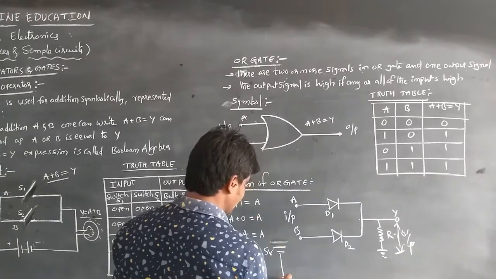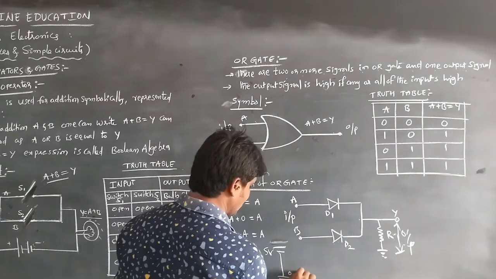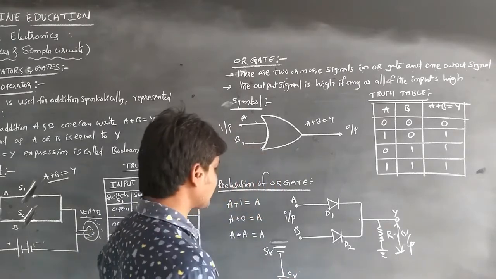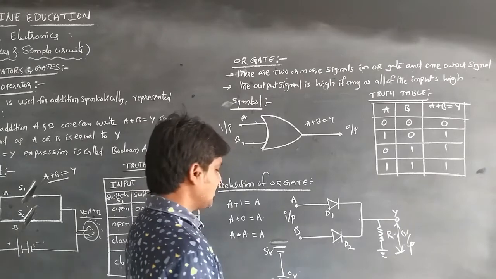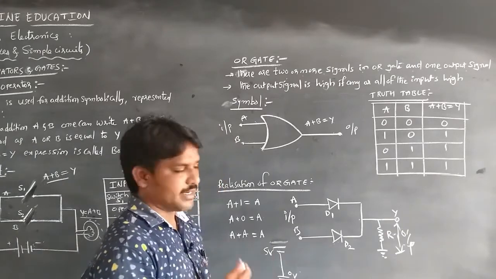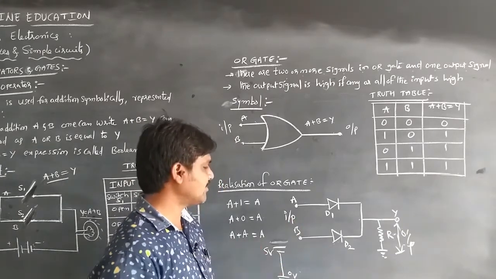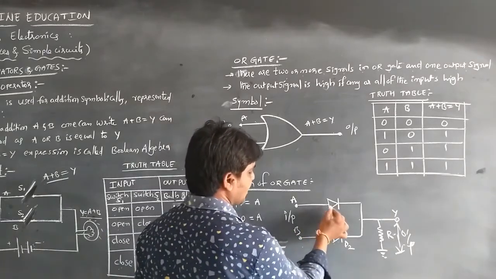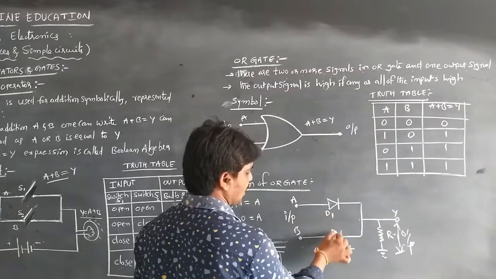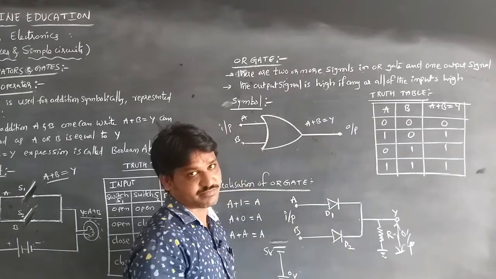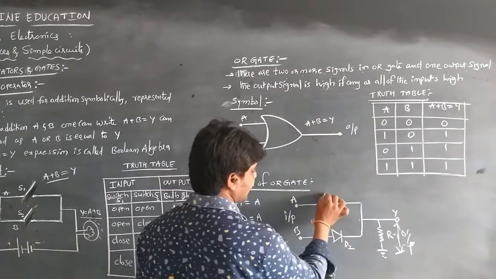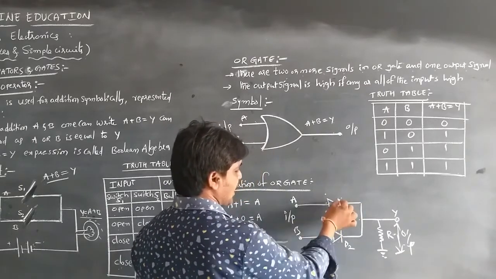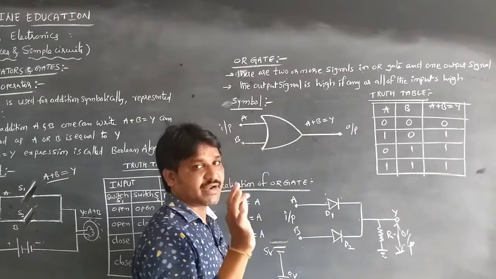Consider that we are applying 5 volts, and it is grounded at 0 volts. Whenever something is grounded, that is 0 volts. First of all, for the inputs we are giving, both A and B are grounded. Whenever both are grounded, the two diodes are reverse biased, because the plus terminal goes to the minus terminal when it is grounded, and that's why it becomes reverse biased.